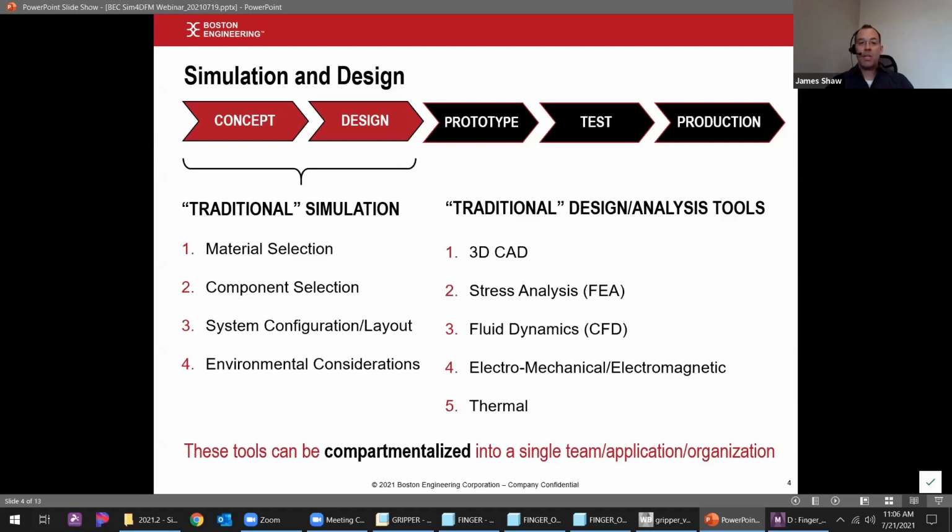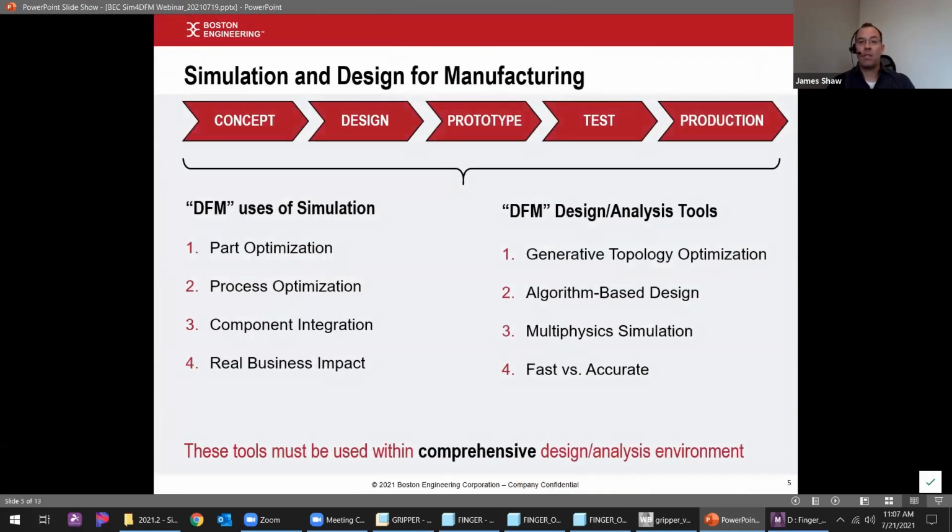I think that traditionally, of course, these uses of the tools, we call it compartmentalized or siloed, but traditionally there would be a stress analysis team and a fluid dynamics team and an electrical engineering team, and there's not a lot of overlap. And so obviously what we're going to be talking about today is how do we avoid that, and why, and what exactly do we have at our fingertips for the new age, if you will, or the current application of simulation.